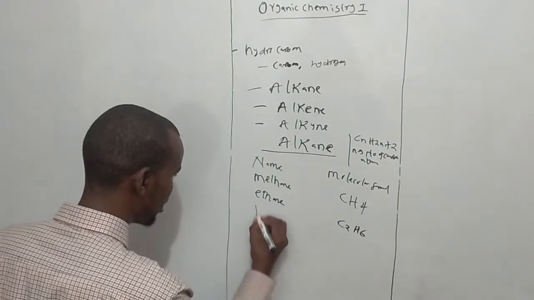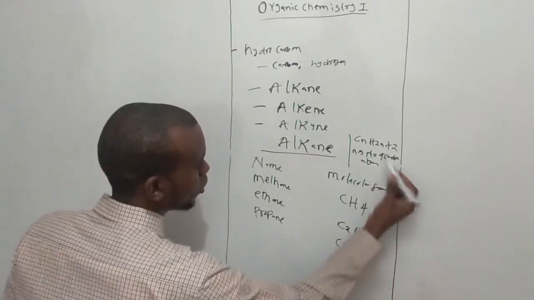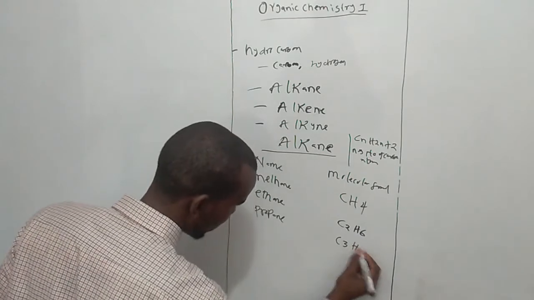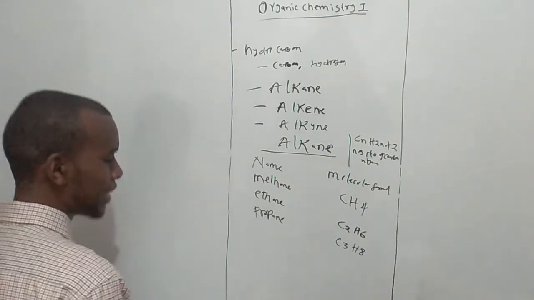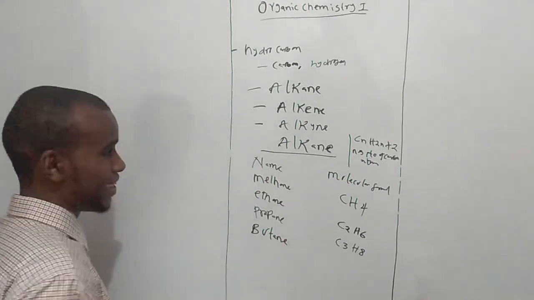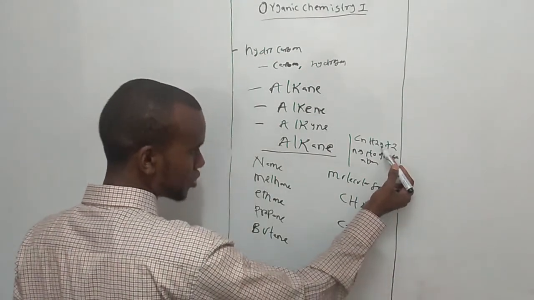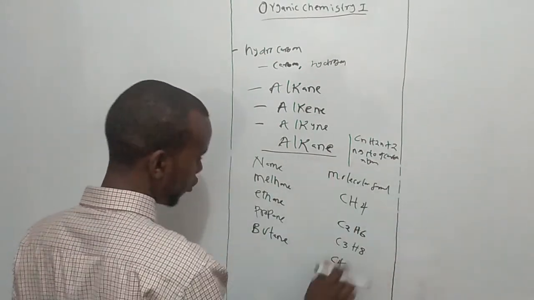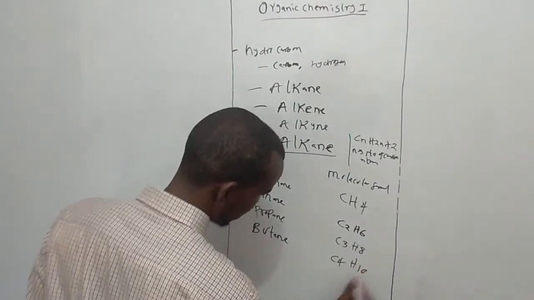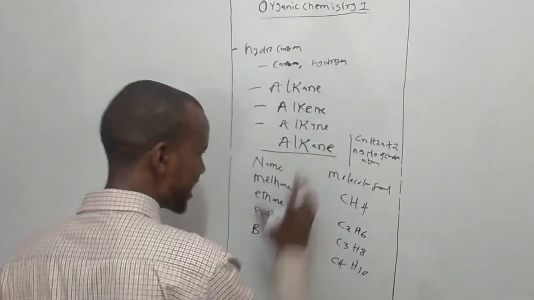If you talk of the next one, which is propane. C is 3. 3 multiplied by 2, that is 6. 6 plus 2, that is 8. So we have H8. You can take the last one as butane. The number of carbon atoms here is 4. So n is 4. 4 times 2, that is 8. 8 plus 2, 10. C4H10. These are examples of the first 4 members of alkanes.